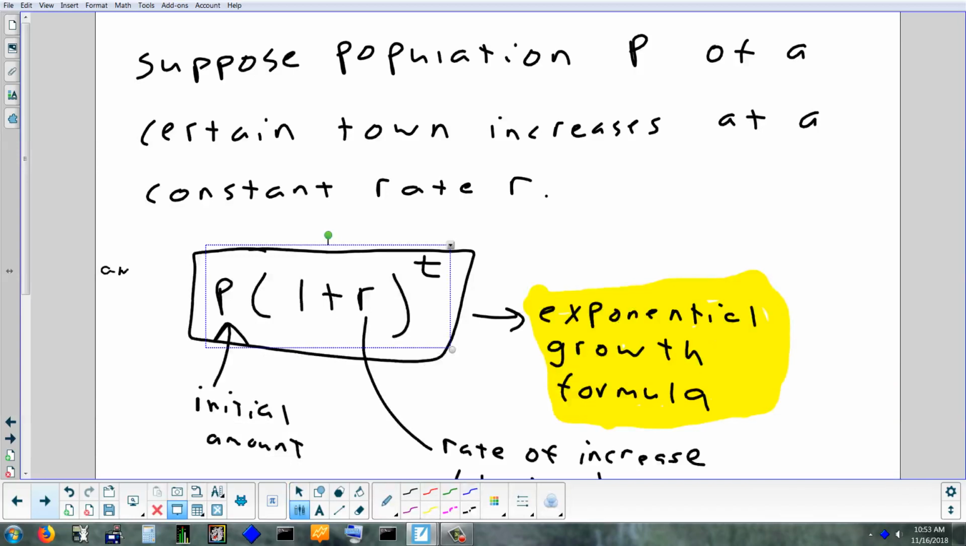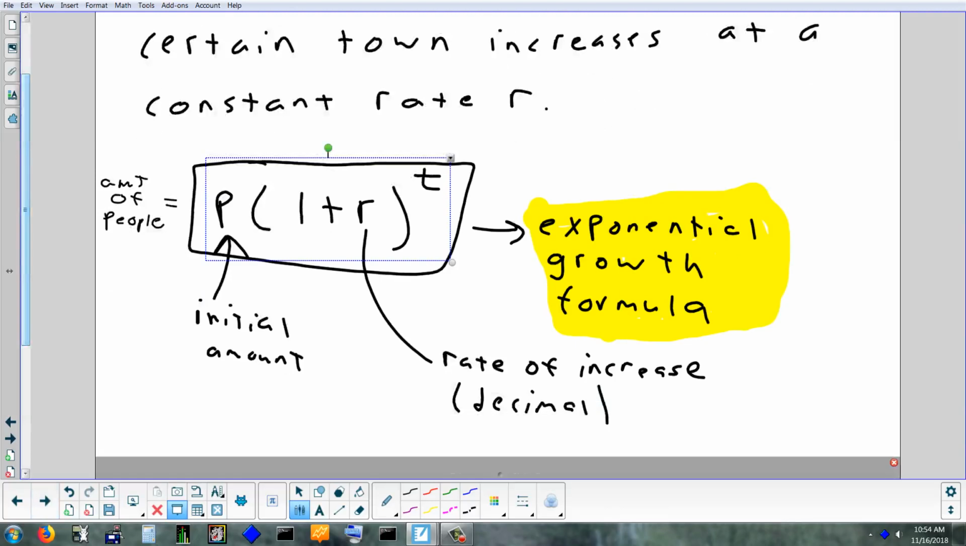So this is the amount of, in this case, it's people, so I'll just write people. But it really could be anything. Amount of bacteria, amount of whatever it is. Okay. So it's the initial amount times 1 plus r to the t. Important thing about r is you have to do it as a decimal. So if they tell you it's a growth rate of 5%, r is 0.05. 12%, 0.12. Okay, so that's the exponential growth formula.